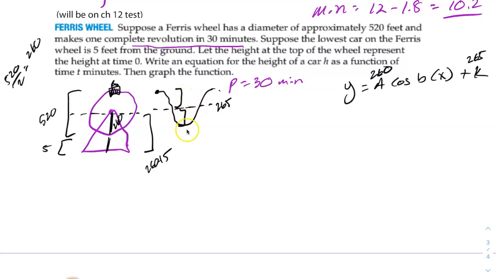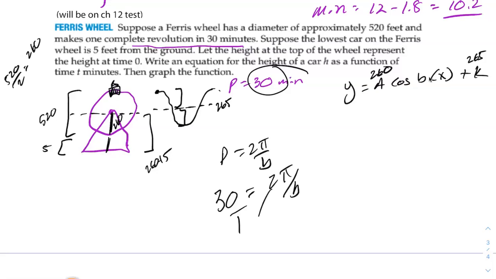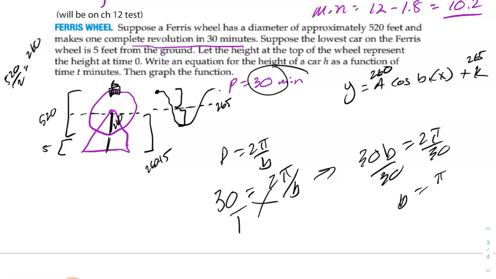260 in both directions. Now I've got to find out what B is. Well, B has to do with the period, right? Period equals 2 pi over B. Well, I already know my period. It's 30. So 30 equals 2 pi over B. Cross multiply, I get 30B equals 2 pi. Divide by 30, B equals pi over 15. So there's my answer.